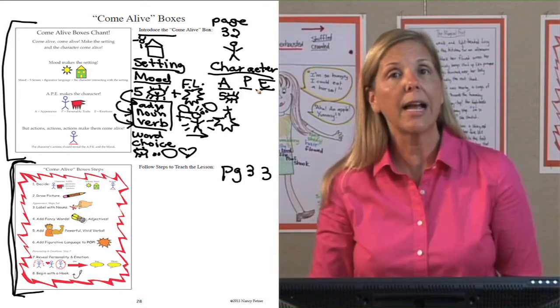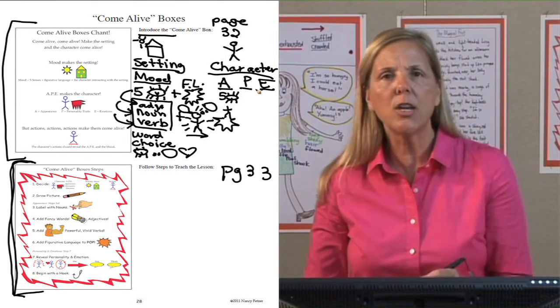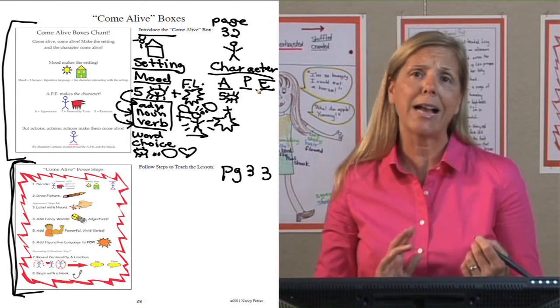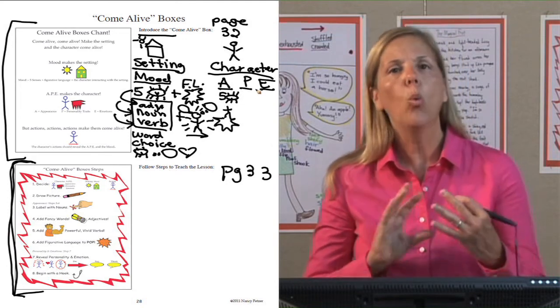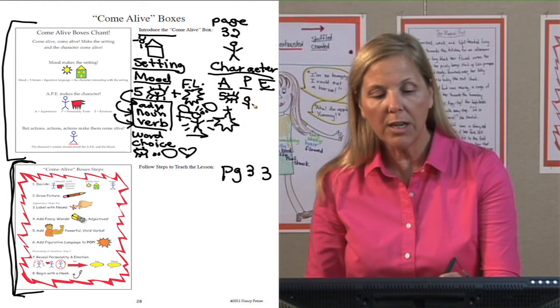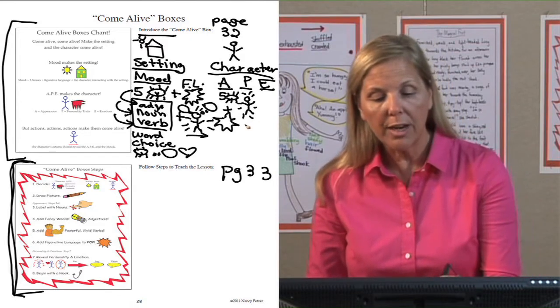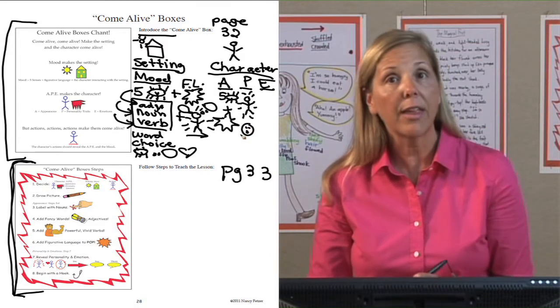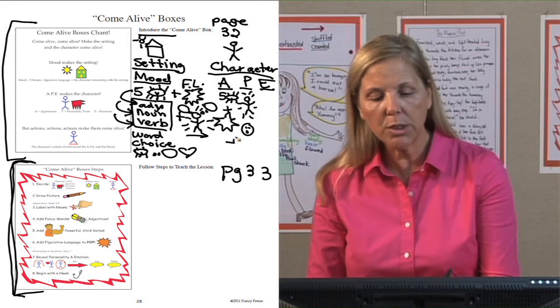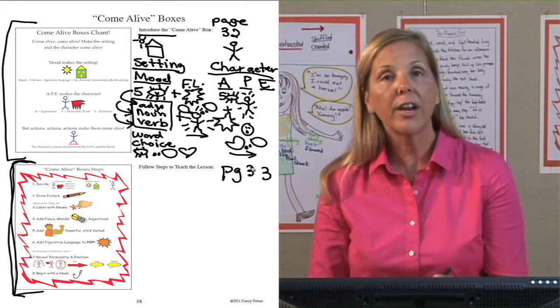P is personality. What type of person is this? Are they greedy? Are they kind? Are they compassionate? Or are they timid? What kind of person are they? And you can reveal their personality through their body motions, their physical motions, through their facial features, how they react to something, but mostly what they say, what they think, or their actions.